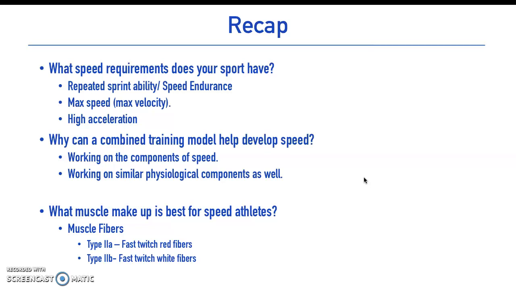Then what muscle makeup is best for speed athletes? Remember we have 3 different types of muscle fibers, but the 2 that most speed athletes will predominantly have within their muscle makeup are type 2A and type 2B muscle fibers. Ideally for extreme speed sprinters, their makeup will be the type 2B muscle fibers.